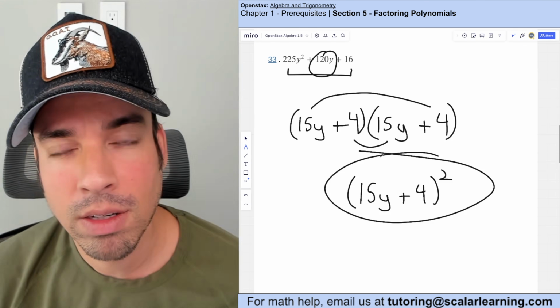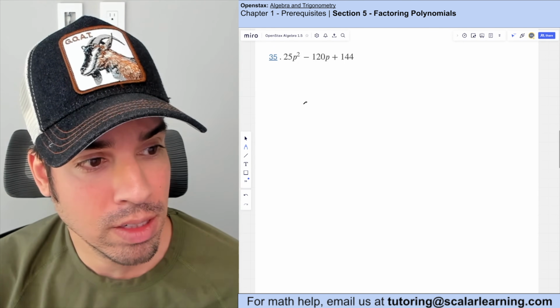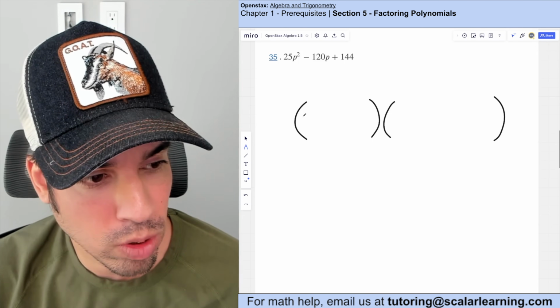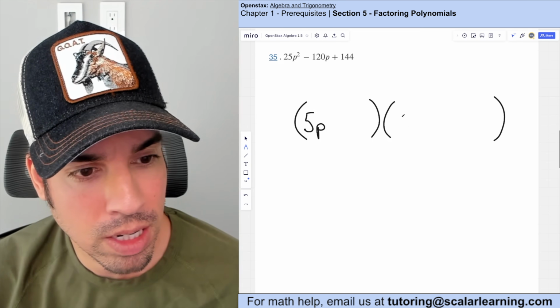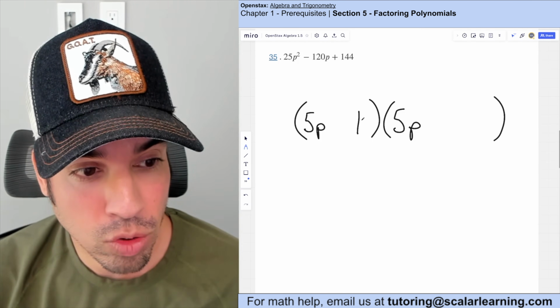boom, done. Once again, we have what looks like a perfect square trinomial, so I'm going to set it up assuming that is the case. We take the square root of 25p squared, which is a nice 5p, like so, and the square root of 144, perfect square, that is 12.